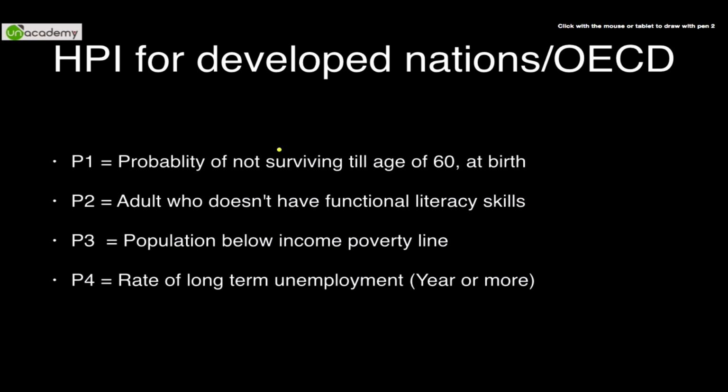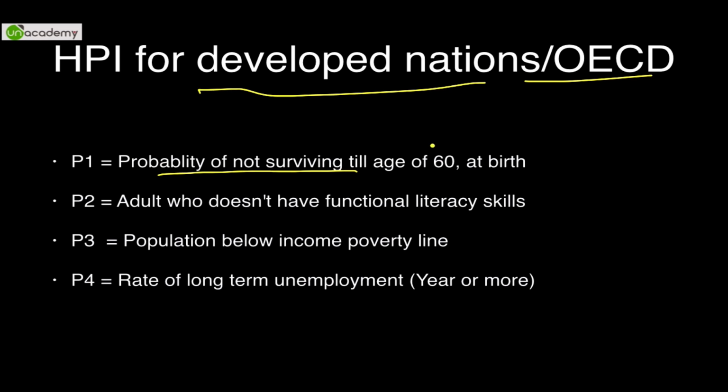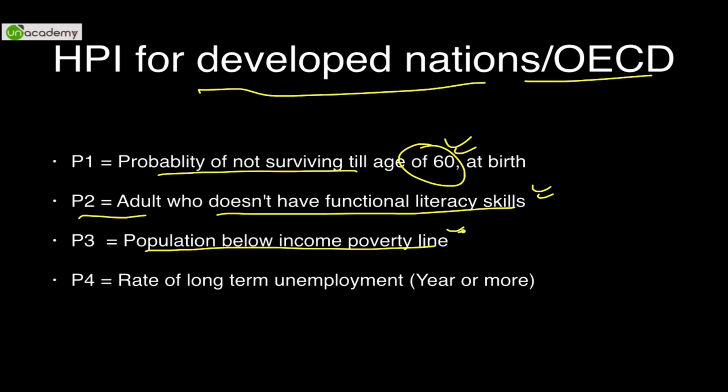Now HPI for developed nations is calculated in the form of probability of not surviving till age of 60 because the standards are higher, then adults who do not have functional literacy skills, then population below income poverty line, and finally long term unemployment rate. What is long term? More than or equal to 12 months, basically more than a year.